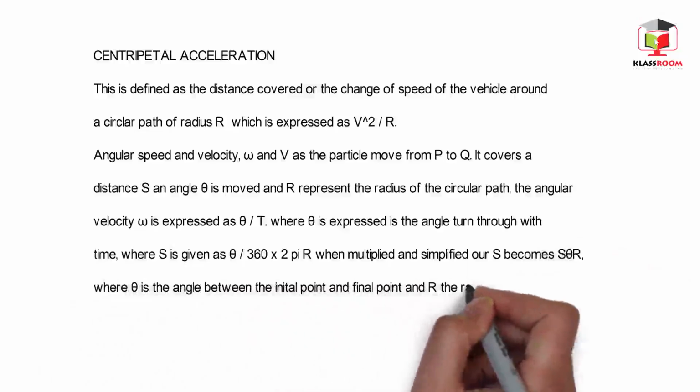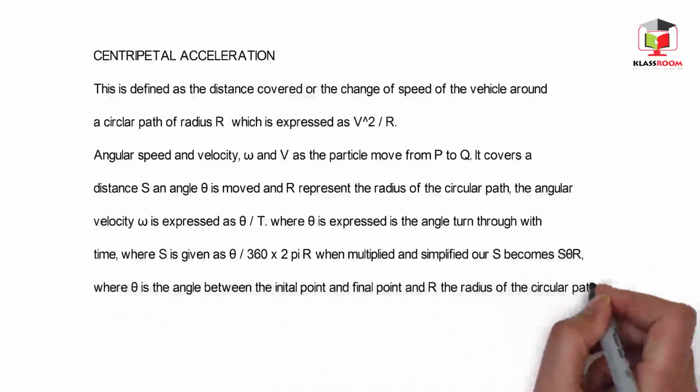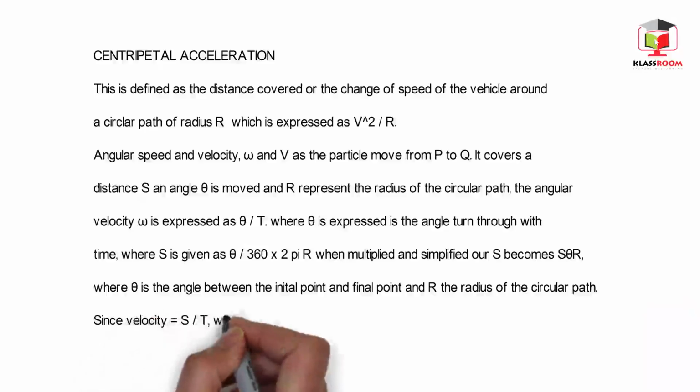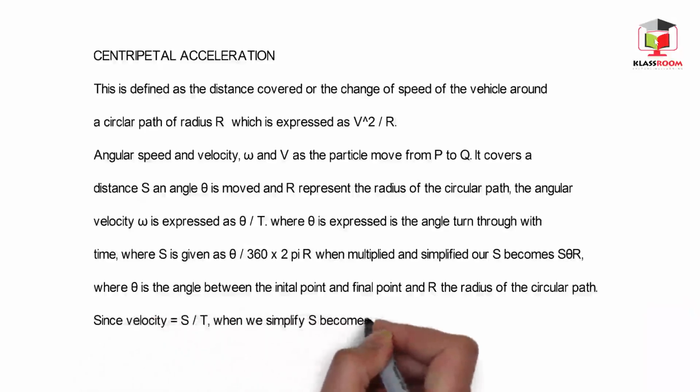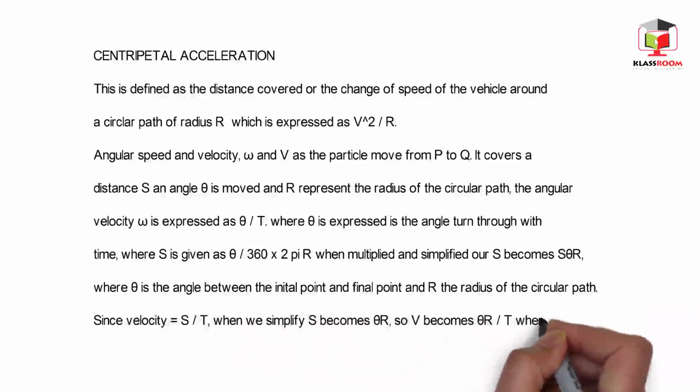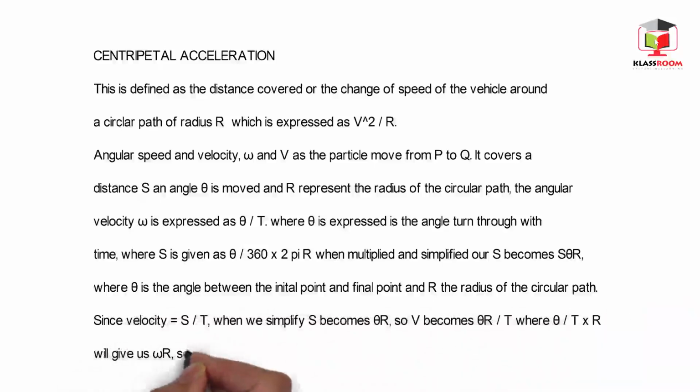Since velocity is equal to s over t, when you simplify, s becomes theta r. So v becomes theta r over t, where theta over t times r will give us omega r. So v is expressed as omega r.